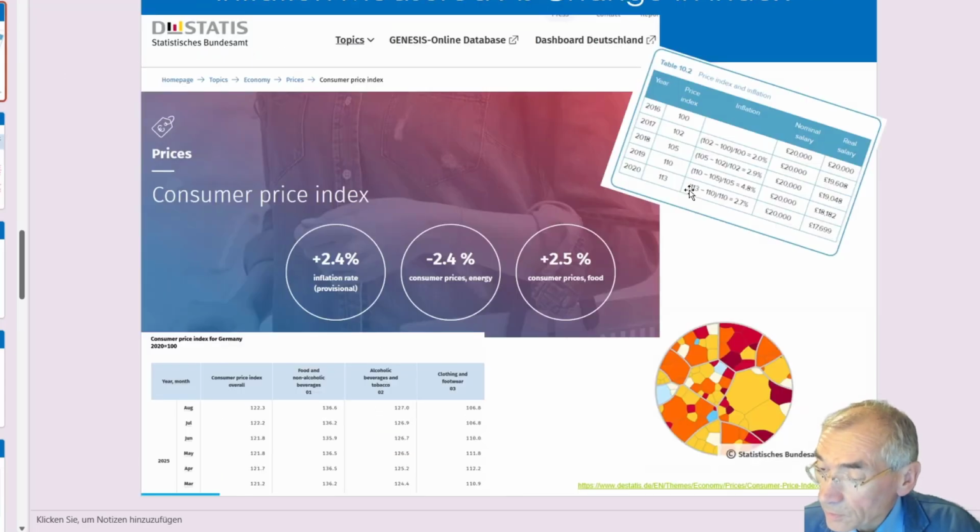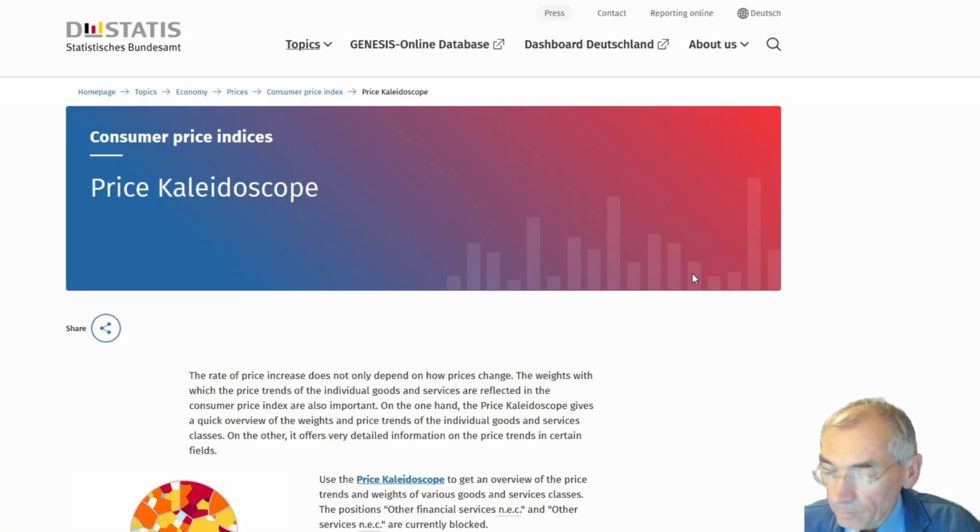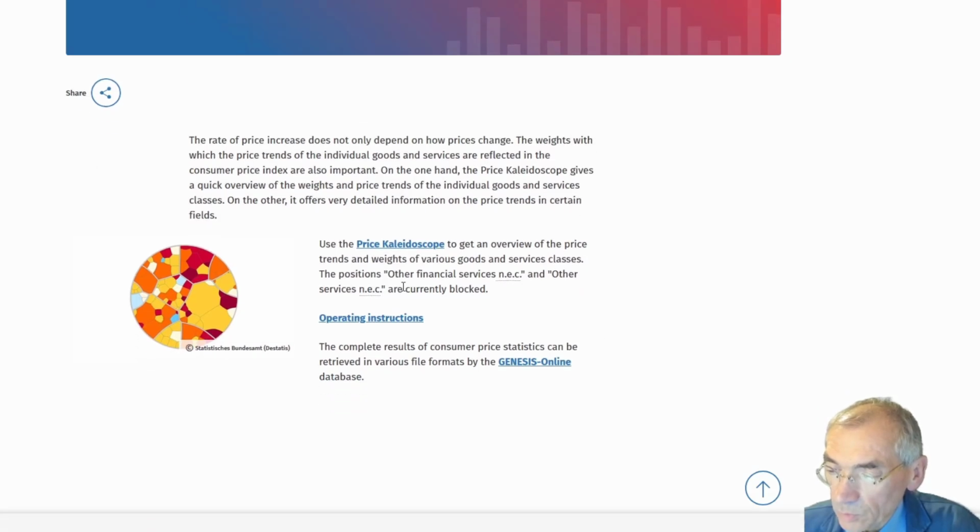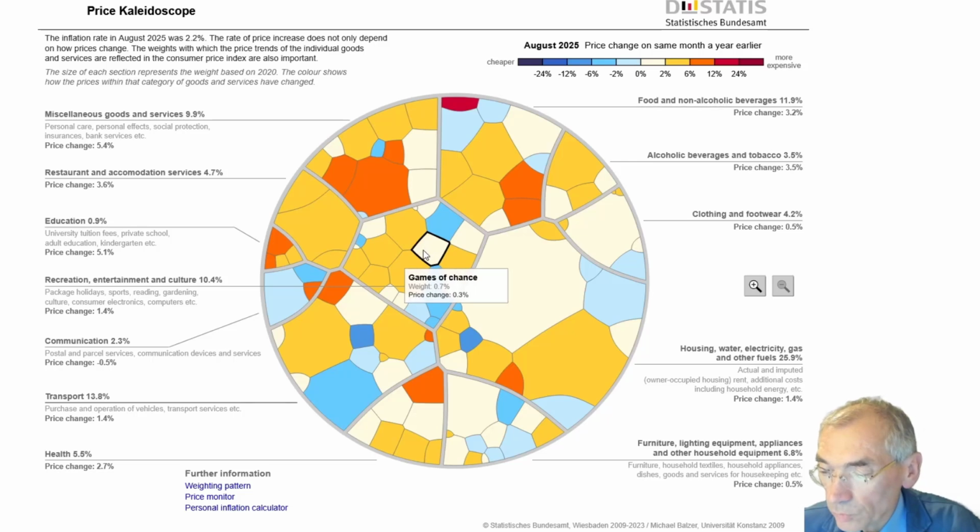And of course, back to this price kaleidoscope, there is a link behind it. So if you click on the link, the page with this kaleidoscope is going to open. There is some explanation, and if you go to the kaleidoscope itself, you find the current one here, August 2024, where the inflation rate was 2.2.